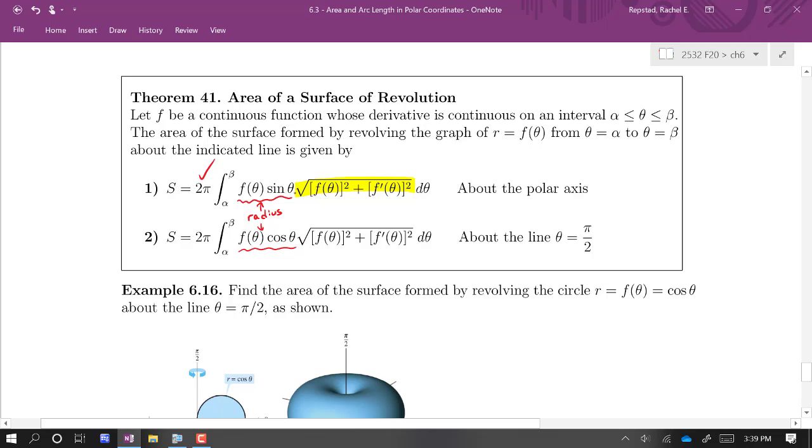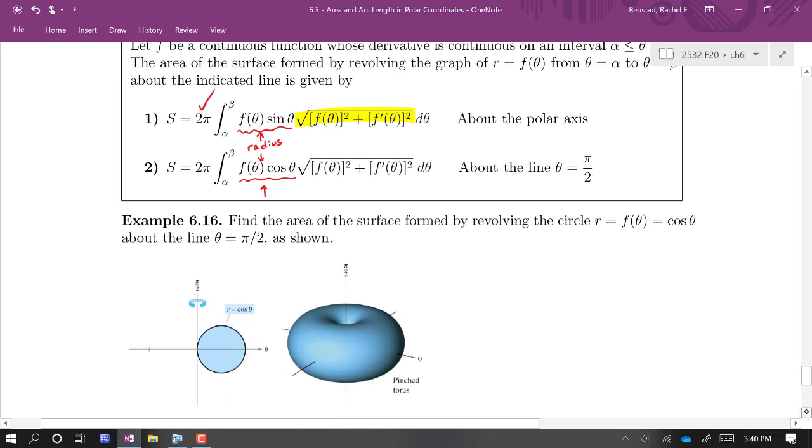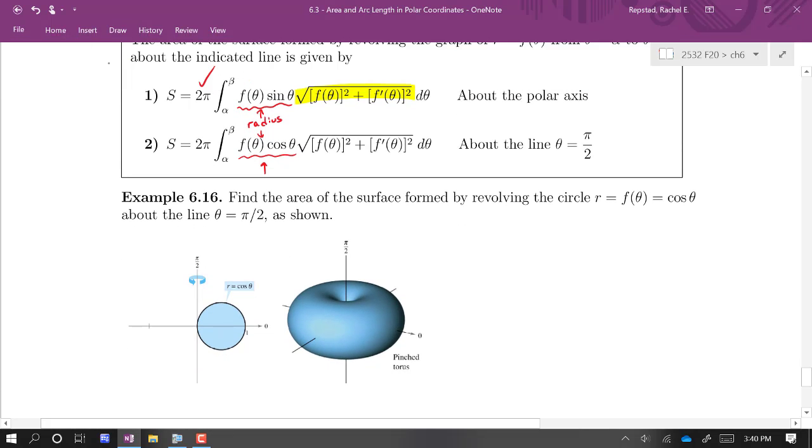right, of revolution. If we revolve about the polar axis, that's like the x-axis, the positive x-axis, then the radius should be the y-coordinate, and y is r sine theta, so that's the f of theta sine theta. If we revolve about the line theta equals pi over 2, that's our y-axis, and so the radius would be the x-coordinate, and x is r cosine theta, and that's what we see here. Again, you don't have to memorize these integral formulas, but I just want to explain those factors of f theta times sine theta and f of theta times cosine theta that we see in the different integral formulas.